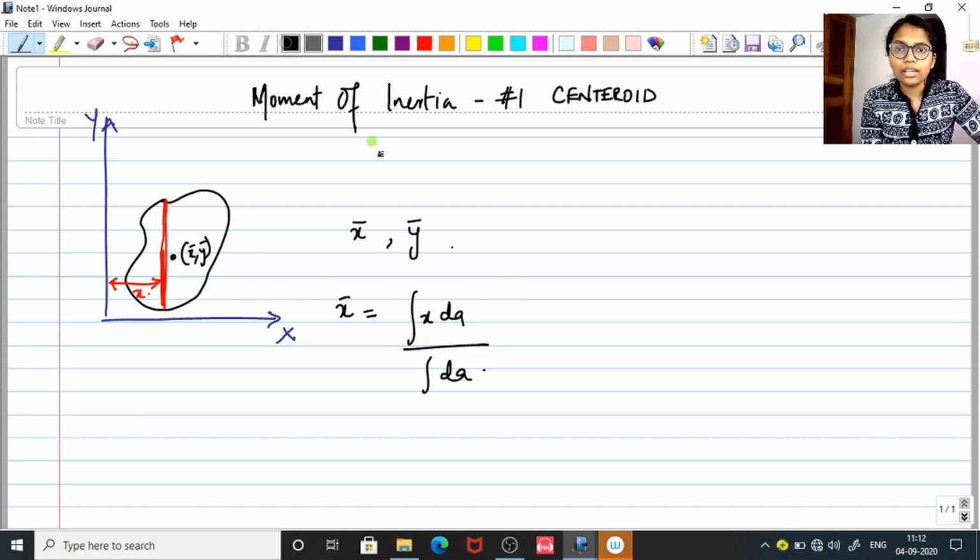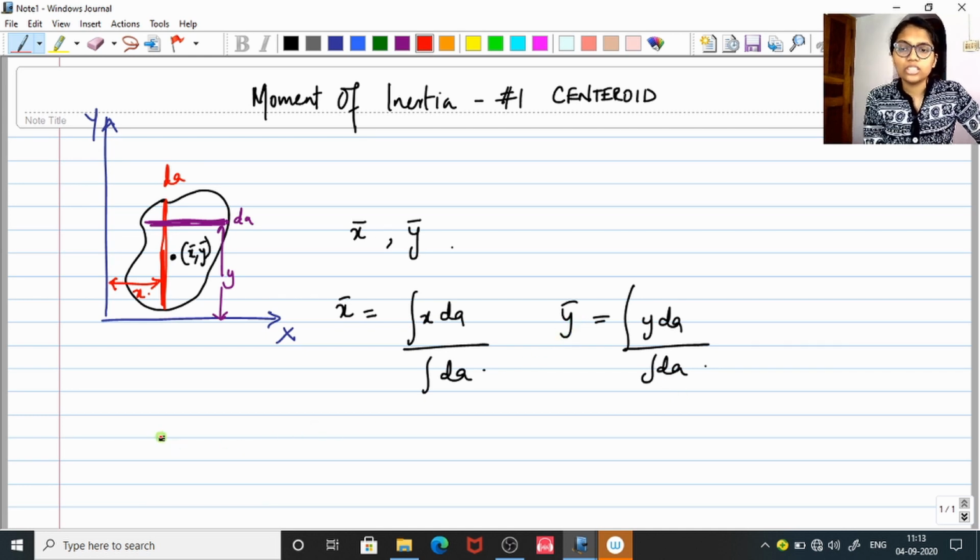Similarly y bar is integral y dA divided by integral dA, which means I need to draw a horizontal strip, which is at distance y from your x axis, and the area is dA. Here also the area is dA. So y multiplied with dA, and if you take the integration divided by the total area of the object, will give you y bar.